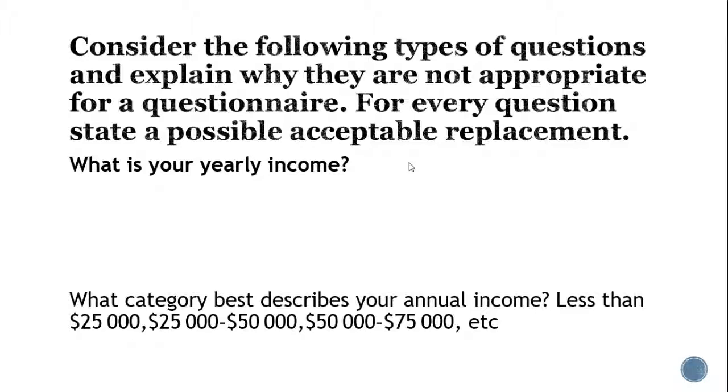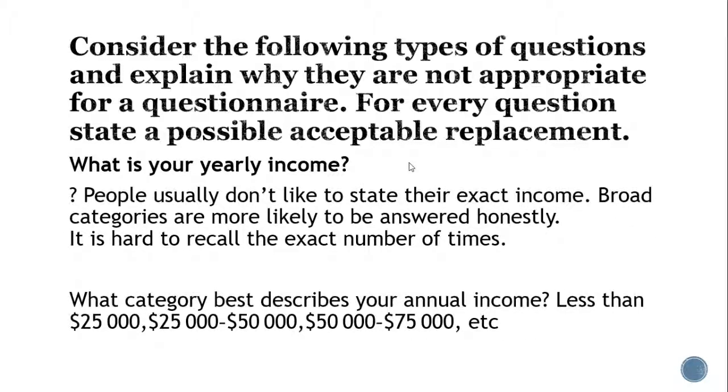What is your yearly income? Don't ask that. People usually don't like to state their income. Broad categories are more likely to be answered honestly. So, what category best describes your annual income? Less than 25,000, between 25 and 50, and you can do it like that.